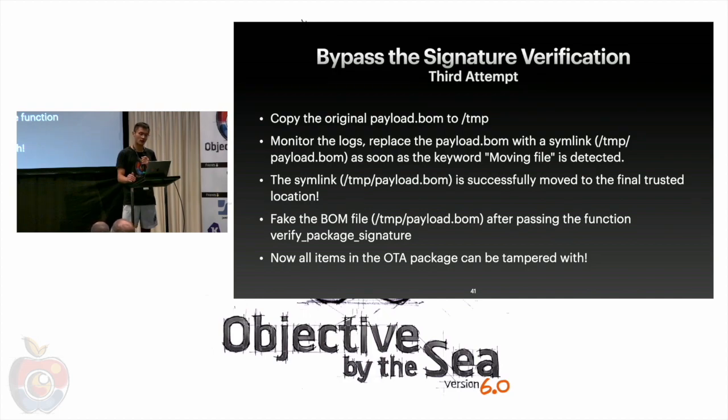This was my third attempt, and it worked. First, copy the original payload.bom file to a controlled location. Then, monitor the logs and replace the bom file with the symbolic link as soon as the keyword is detected. Next, the symbolic link is successfully moved to the final trusted location. Then, after passing the function verify package signature, the bom file is forged in the controlled location. Finally, all items in the OTA package can be tampered with.